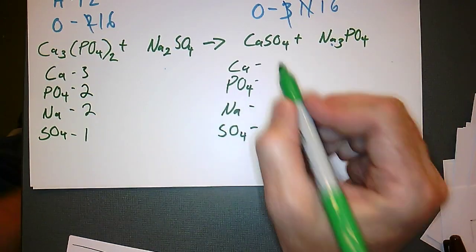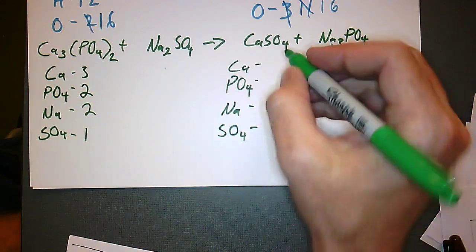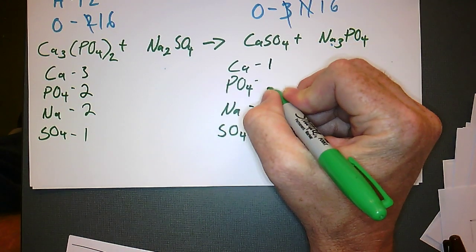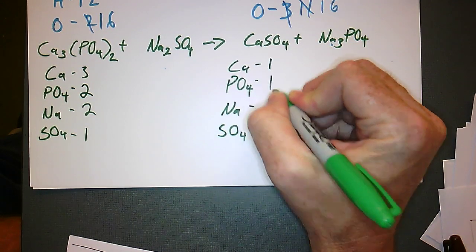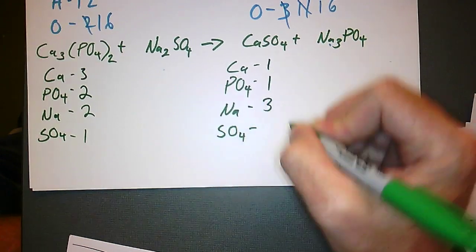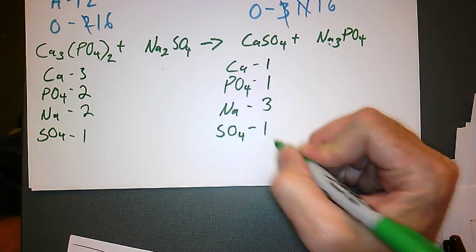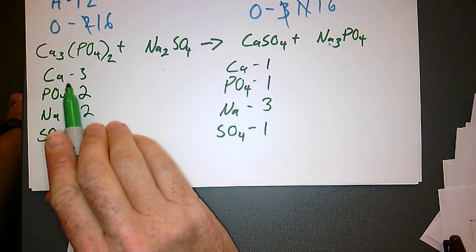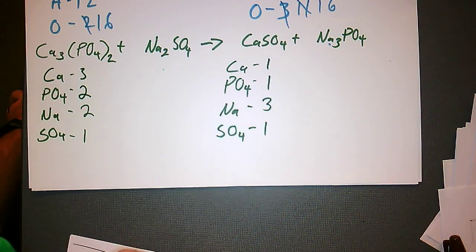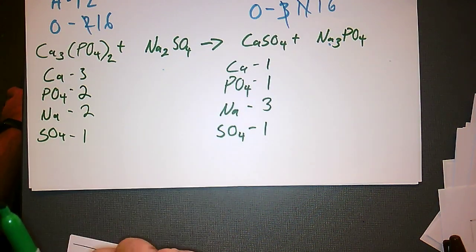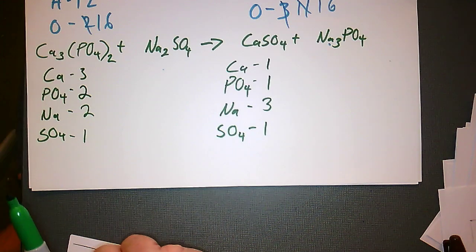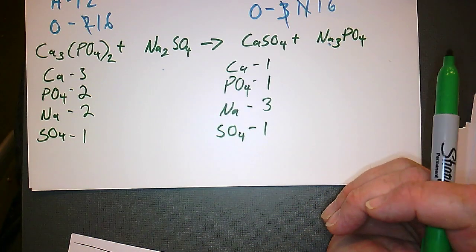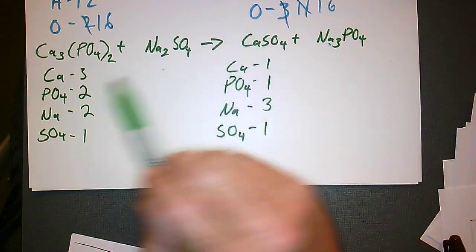So, all right, Ca. How many Cas are on the right side? 1. How many PO4s? 1. How many Nas? 3. How many SO4s? 1. All right. Now we're just like we did before. We don't even have to do any weird stuff like we did with the oxygen in the last one. All right, if I have 3 here, hold the phone. Yeah, we can start with, which element you want to start with? The Ca? Okay, just go in order.